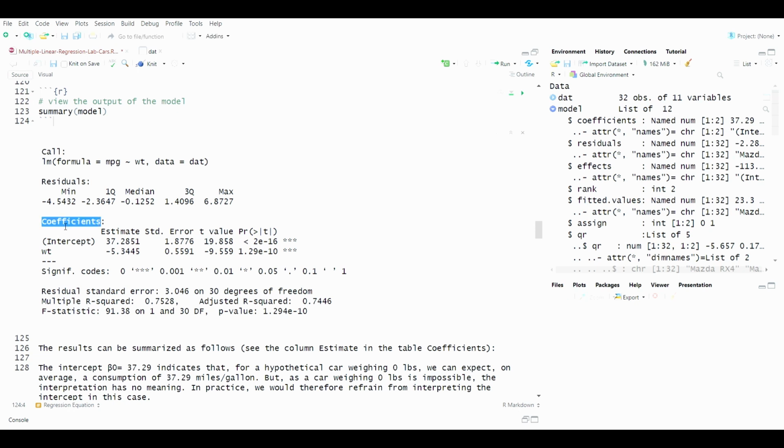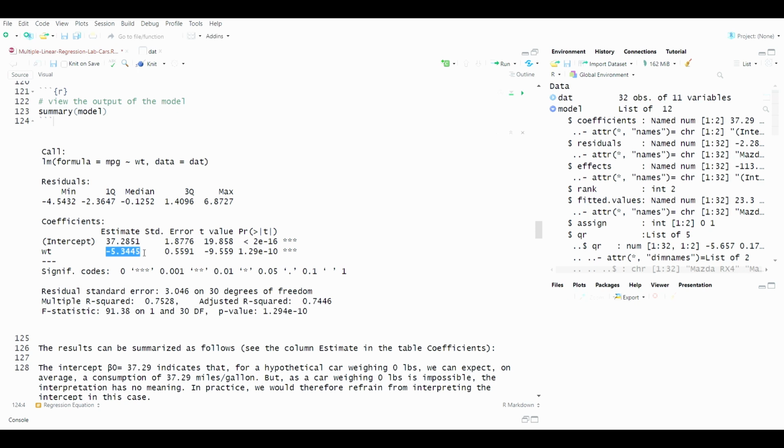Then we come down to the coefficients. We start by looking at the estimate of the intercept, which is our beta 0. The intercept here is about 37. We have the standard error of the intercept, the t-value, and the p-value of the intercept. Coming down to the next line, we can see weight. That's our x variable. The estimate for weight here is the slope. This is the beta 1.